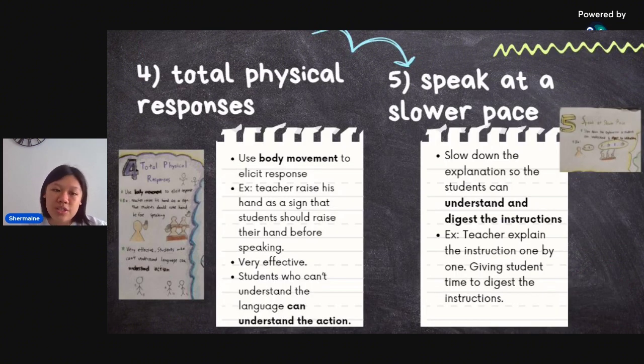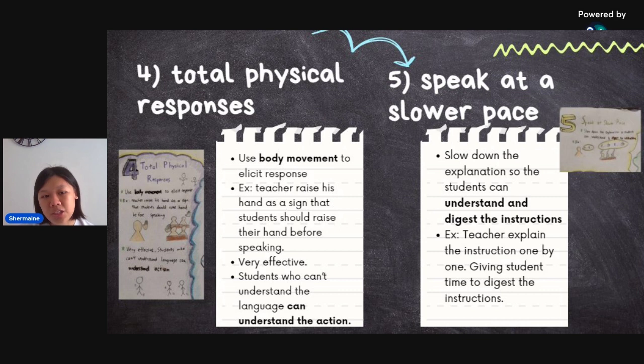So the fourth, total physical response, also known as TPR, is an approach where the teacher uses body movement to elicit response from the students. Actually, this is a very, very effective type of teacher talk because sometimes the students can't understand the language if they have low proficiency, but they can still understand the action, right? Also, the action kind of emphasizes the language.